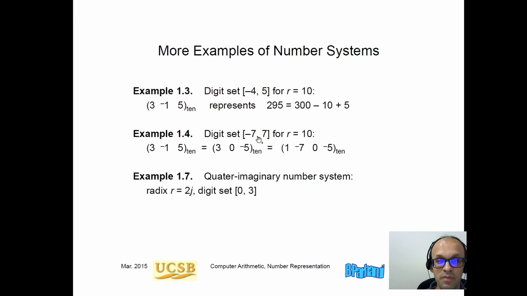In a similar way, now using a digit set for a radix r equal to 10, you can represent minus 7 to 7, and you have more than one way to represent a number. So this can be seen as a redundant representation, right?